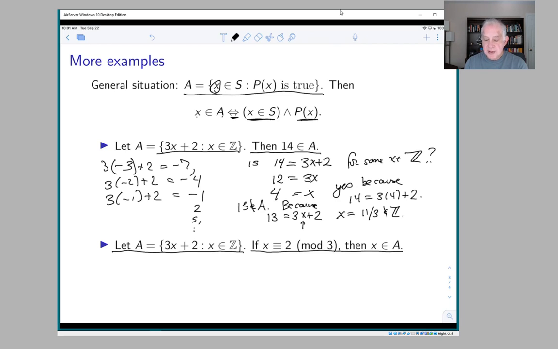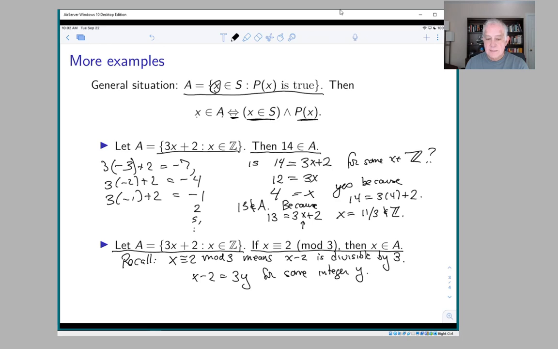So to interpret this, we have to remember what x congruent to 2 mod 3 means. It's always good to remember your definitions. So x congruent to 2 mod 3 means that x minus 2 is divisible by 3. That's the definition. In other words, x minus 2 is 3y for some integer y. But that means that x is equal to 3y plus 2 for some integer y. And that means that x is in A, because to be in A, you have to be of the form 3 times an integer plus 2.